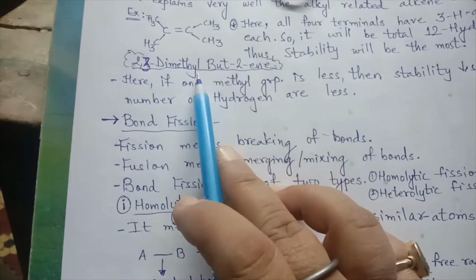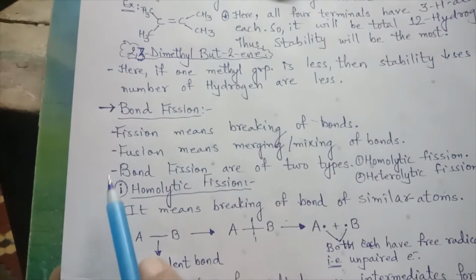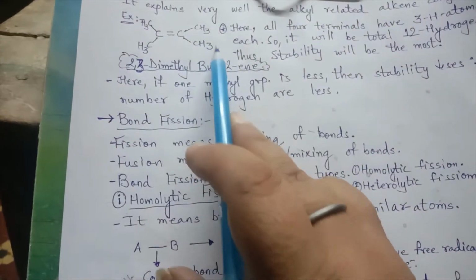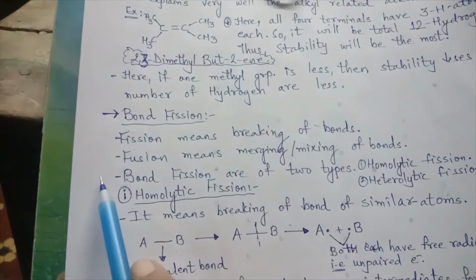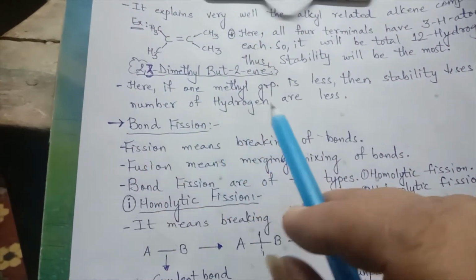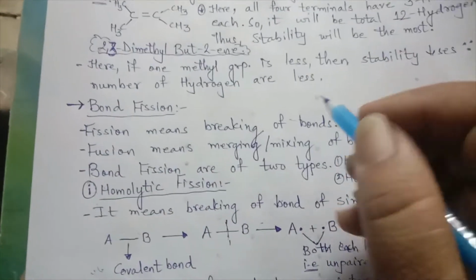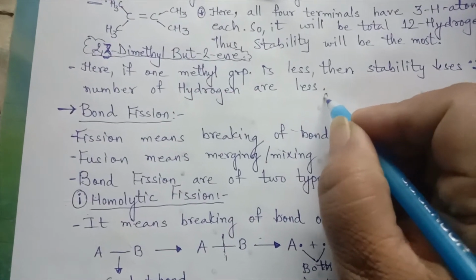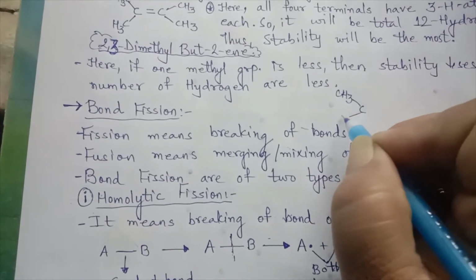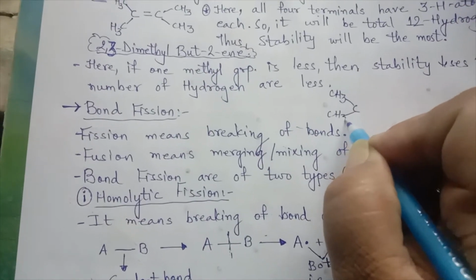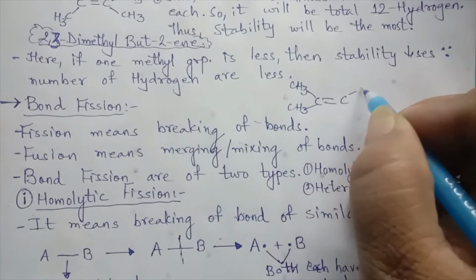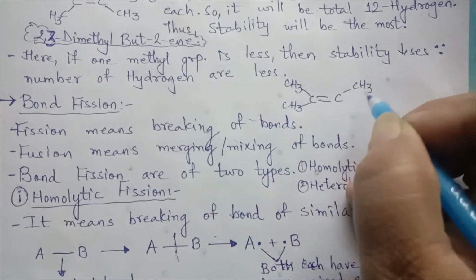2, 3 dimethyl butene. Here if one methyl group is less, suppose one methyl group is replaced and only hydrogen is there, then what will happen? The stability of that particular compound will be less. So what we can say here, that this is CH3, right? I am writing it again. This is CH3, right? Double bond C, CH3, CH3.